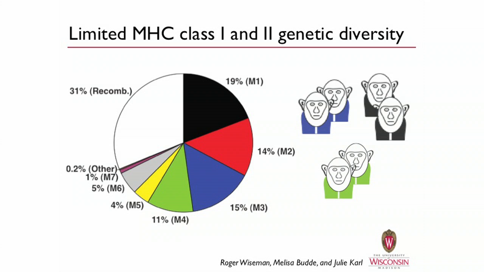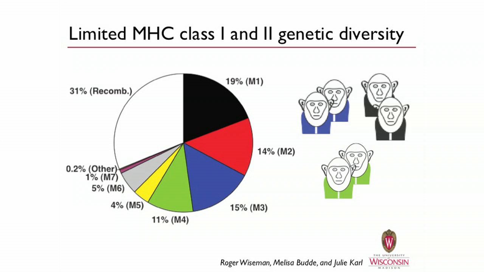So the MHC alleles in these macaques have been identified, both class 1 and class 2. We found that nearly all of their MHC alleles can be explained by 7 common haplotypes, which we call M1 through M7. And some of these haplotypes are more common than others. We can find animals who are MHC identical to one another and animals who are MHC distinct from one another.